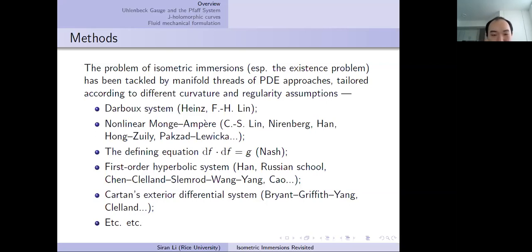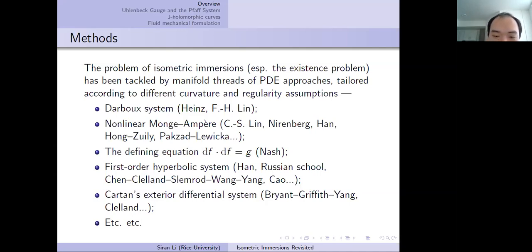So this is the Darboux system, and it can also be formulated as a nonlinear Monge-Ampère problem by looking at the so-called support function for the isometric immersion. I think historically this support function was also pioneered by Darboux. Various people studied the nonlinear Monge-Ampère equation, for example, Changshou Lin and Nirenberg, Qing Han, Hong Zhu Li, and more recently, Lewicka and Pakzad. So these are the results from the Monge-Ampère approach.